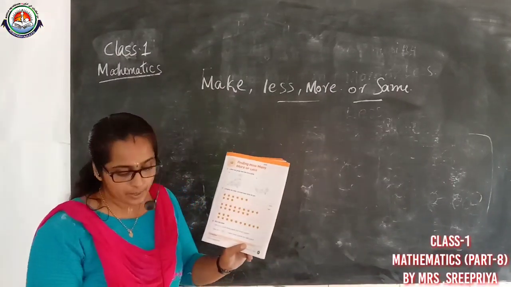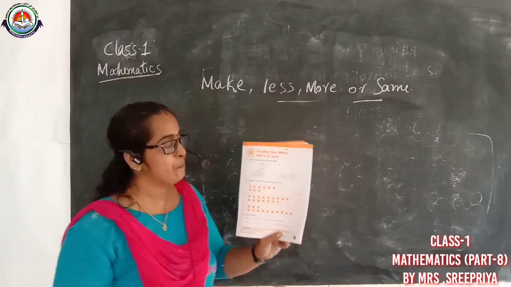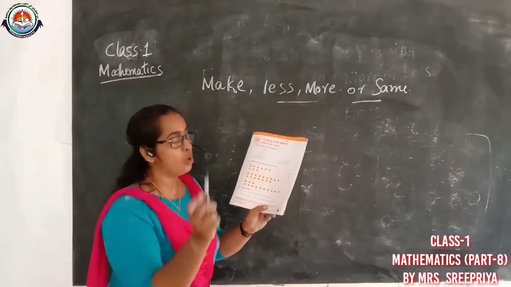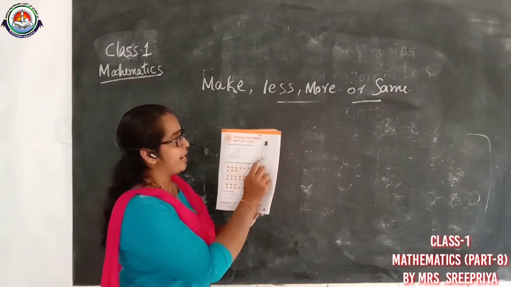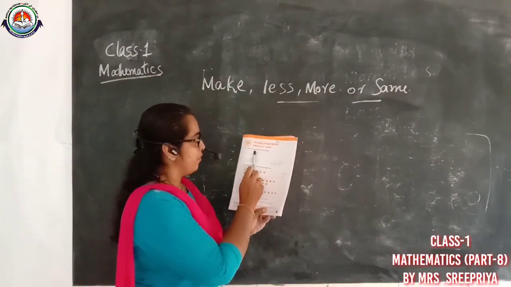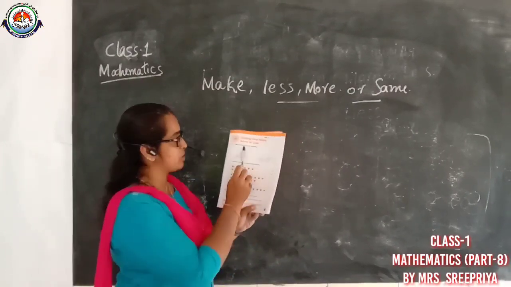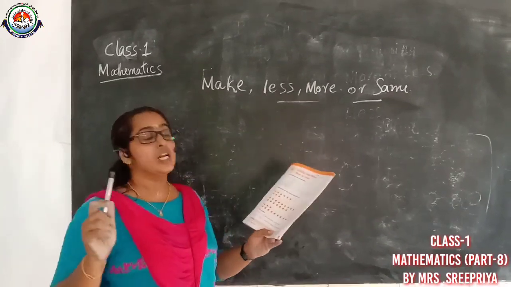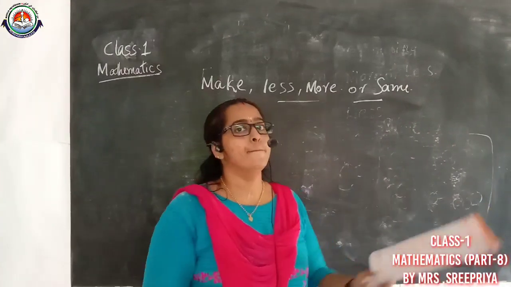Okay, shall we start? What is the first question here? Page number 19 you took, no? Then first, finding how many more or less. What is the first question? Color the group that has more birds.